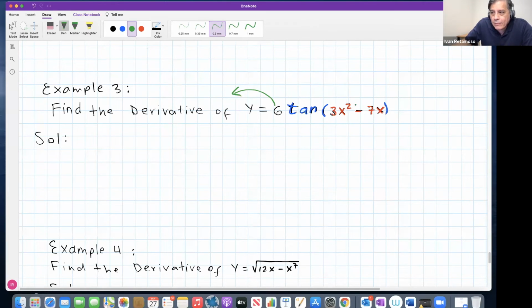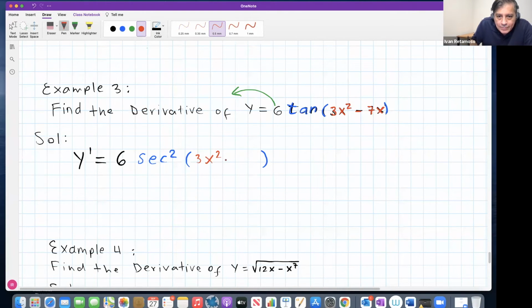The chain rule in second form says the derivative of a composite function starts with the derivative of the outside function. The 6 is a constant, so it comes outside. But what should be the derivative of tangent? Well, the derivative of tangent we know is secant squared, right? Secant squared of something, and that something is this inside function. You leave this alone, 3x squared minus 7x. That's the derivative of the outside function evaluated at the inside function. And then you multiply by the derivative with respect to x of your inside function, 3x squared minus 7x.